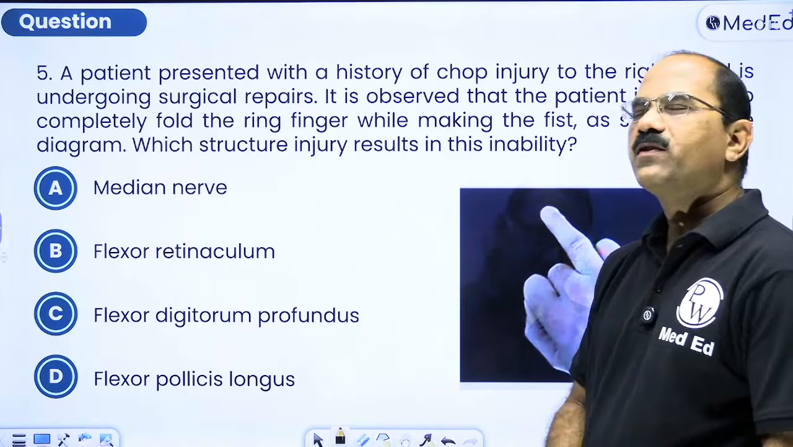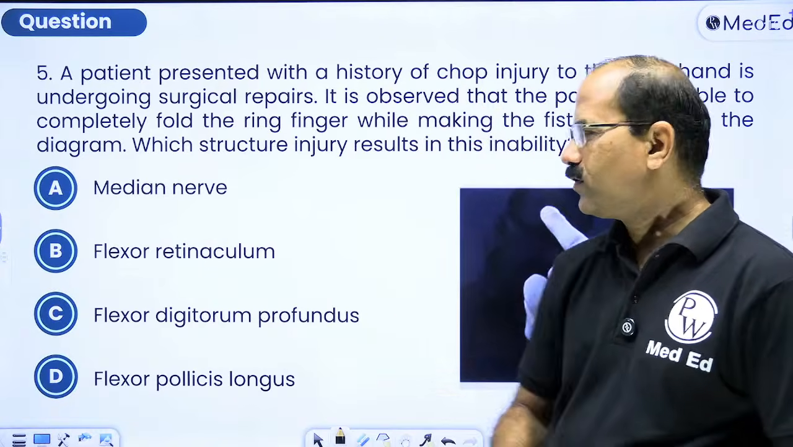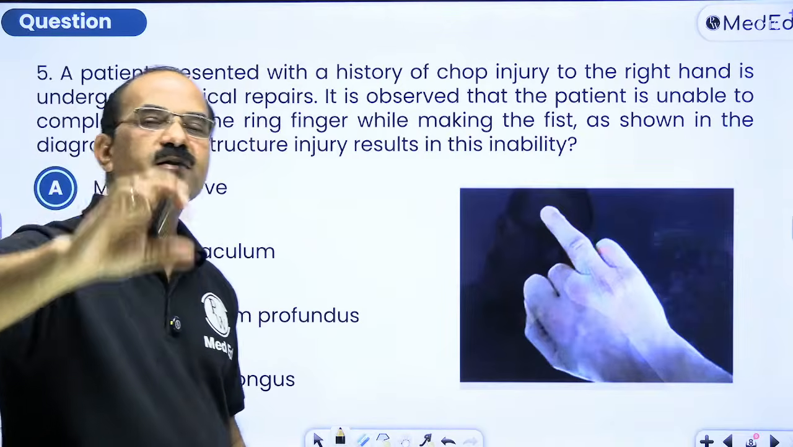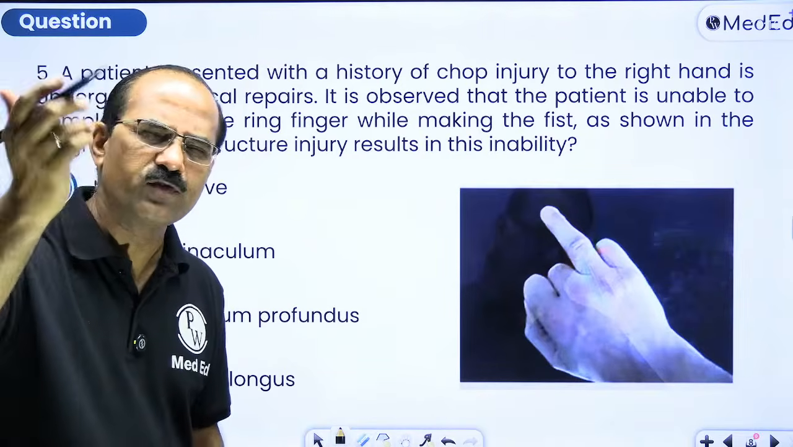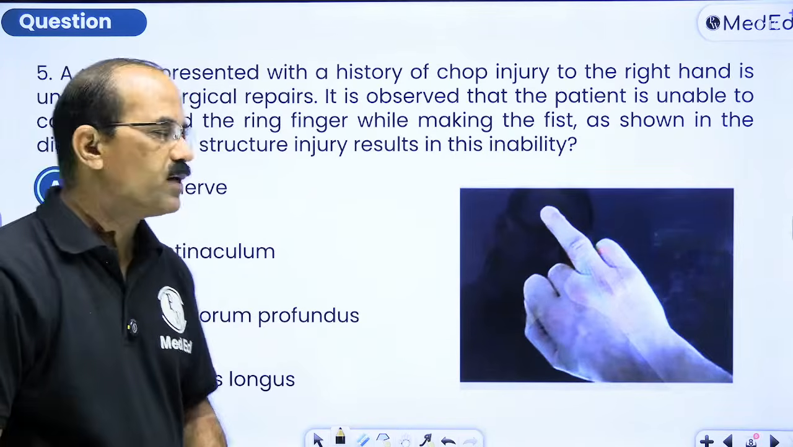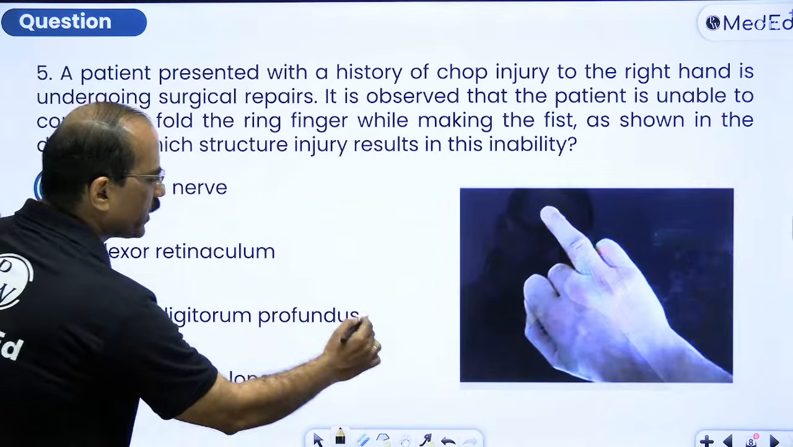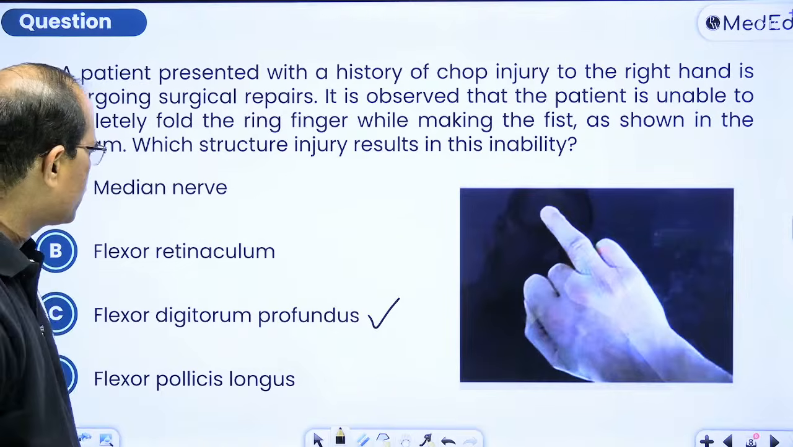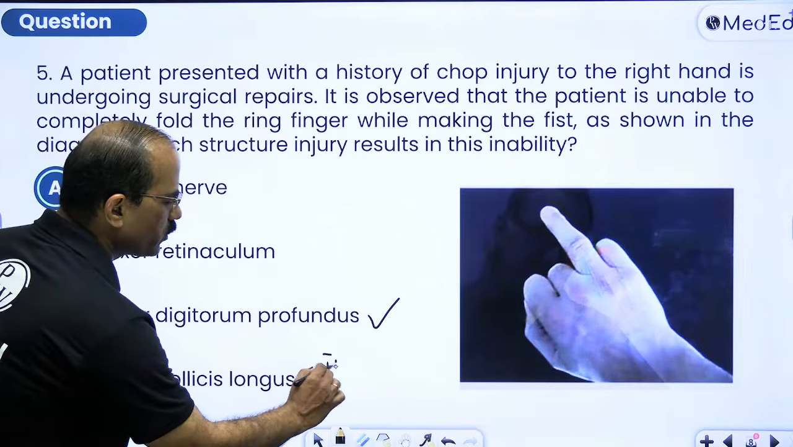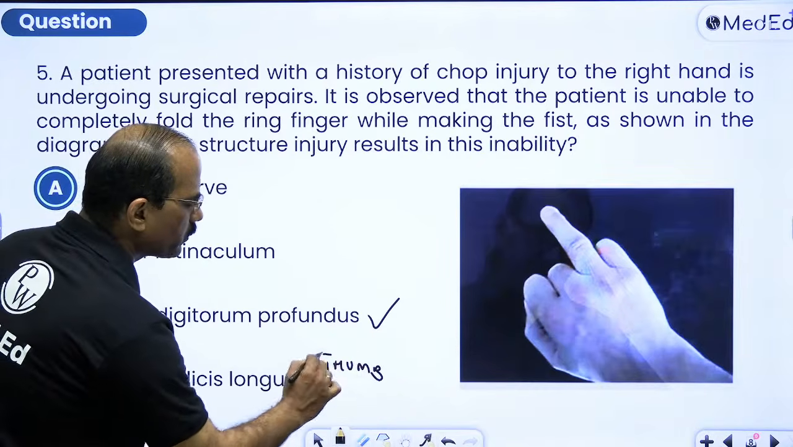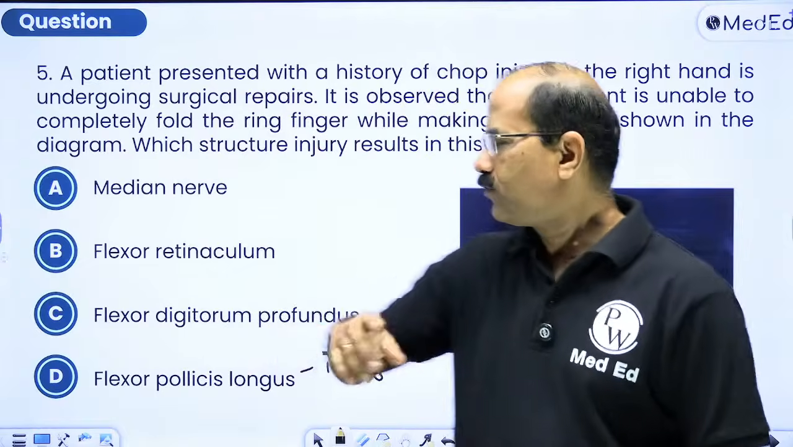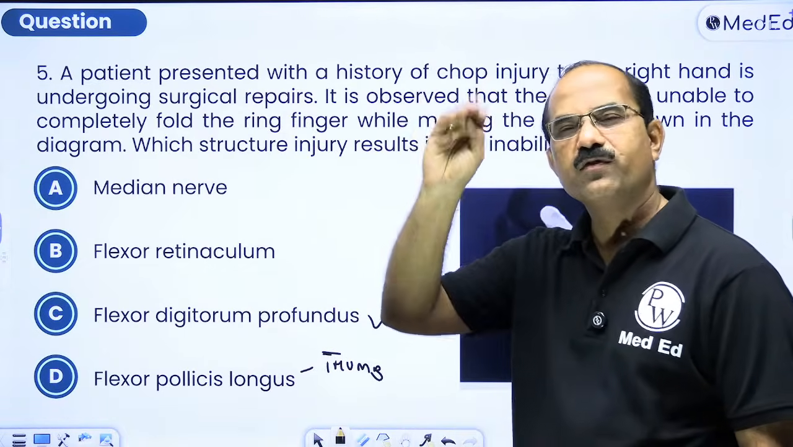So which is the muscle which causes flexion at the digits? Flexion of the digits is done by flexor digitorum superficialis and flexor digitorum profundus. There are two muscles, flexor digitorum superficialis and profundus, which cause flexion of the digits. So the answer here is going to be the flexor digitorum profundus. Flexor pollicis longus will cause flexion of the thumb. Flexor digitorum profundus will cause flexion of the digits.